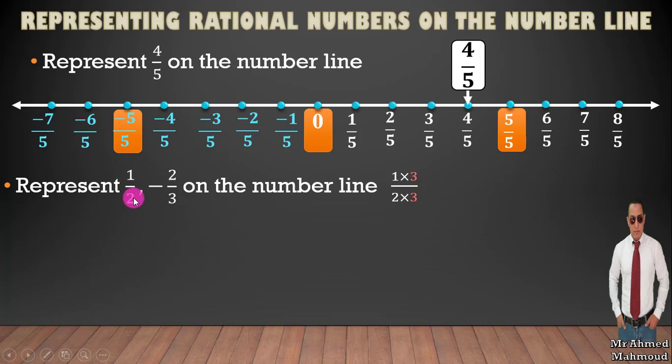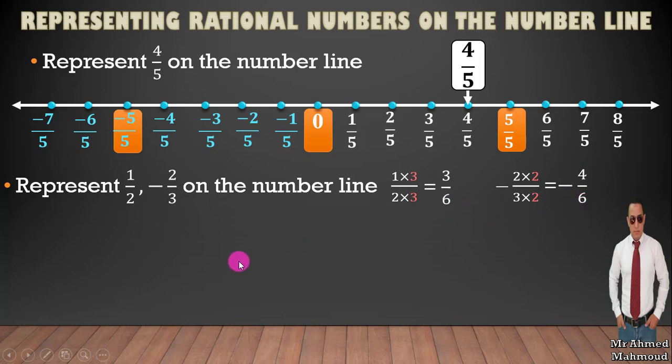The first fraction, 1 over 2. I'm going to multiply up and down by 3. 1 times 3 and 2 times 3. So it will be 3 over 6. 1 times 3 equals 3. 2 times 3 equals 6. The second fraction, I'm going to multiply up and down by 2. Negative 2 over 3 times 2 over 2. 2 times 2 equals 4, and 3 times 2 equals 6. So the fraction will be negative 4 over 6. So the two fractions now are 3 over 6 and negative 4 over 6.